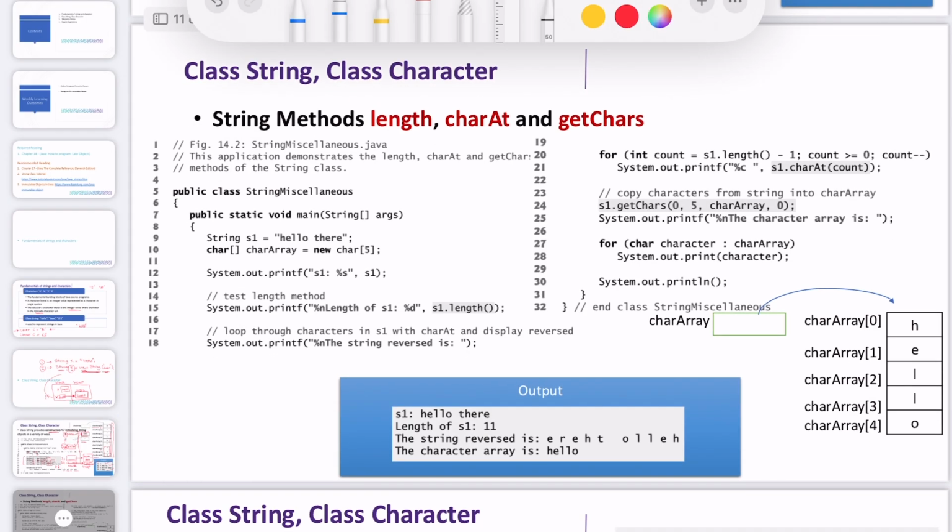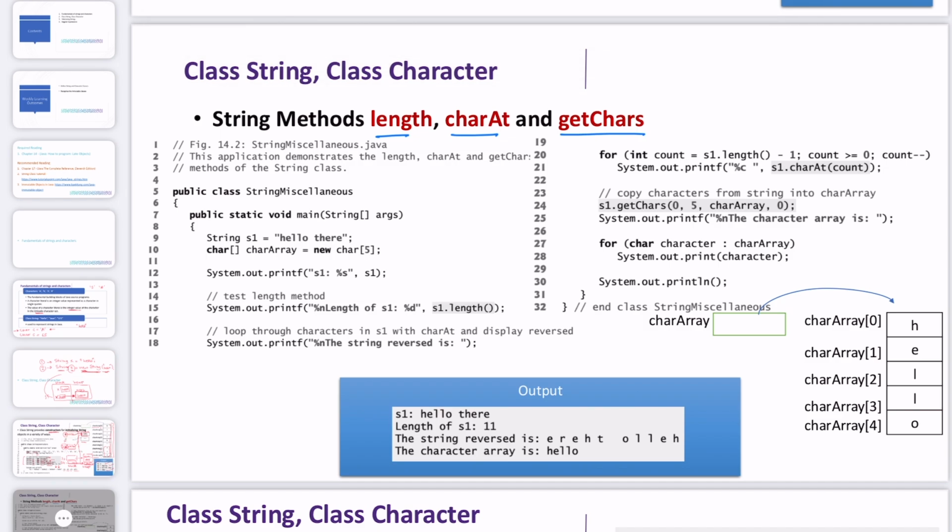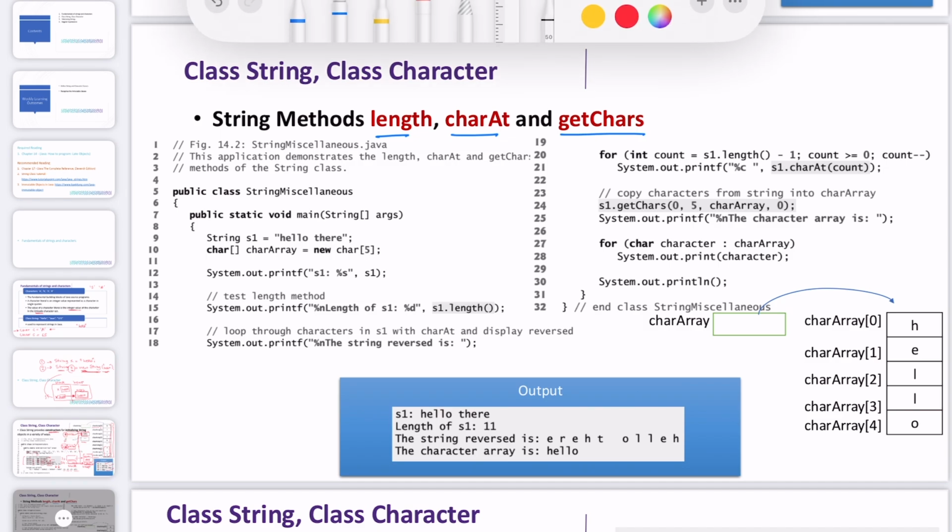More methods. We have length, charAt, and getChars, or get characters. All of them are methods of the class string. We are going to use them in these examples over here. Let's start from the main. So we have defined a string S1, hello there. It's just a normal string like this because it's not defined with new. So it's a literal string.